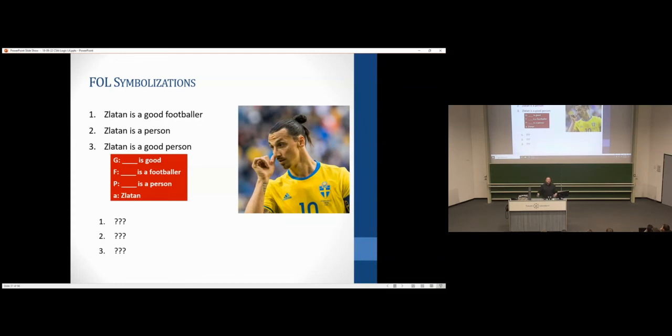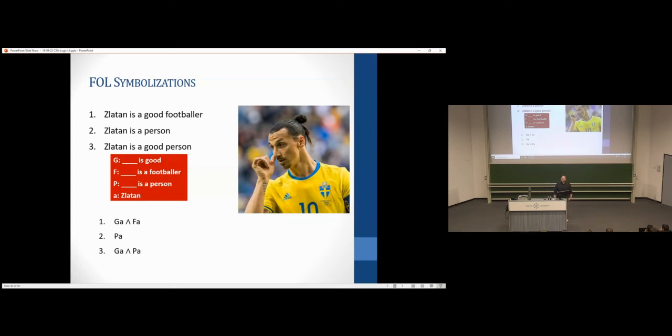How would we do 1? Zlatan's a good footballer. Yeah, right? Using this key, it looks like it'd be GA conjunction FA. And note, of course, Zlatan is A because he comes first. He's number 1. Okay, cool. Now how about our second one? Zlatan is a person. PA, right? Easy peasy. And how about our last one? Zlatan's a good person. PA conjunction GA.